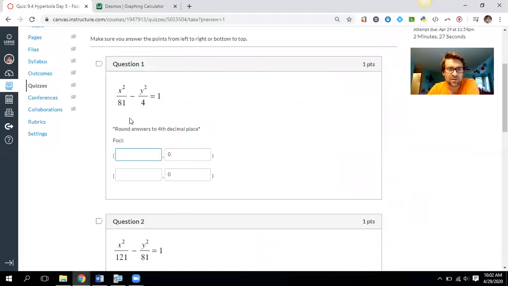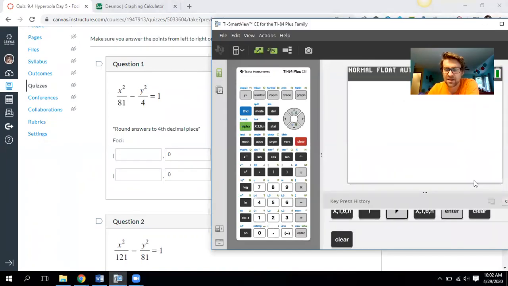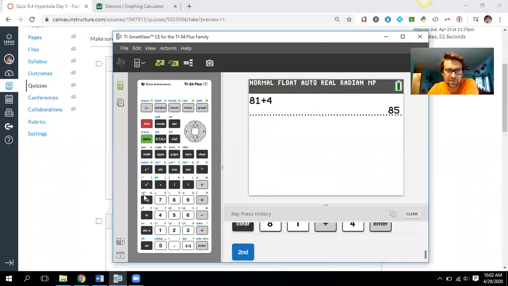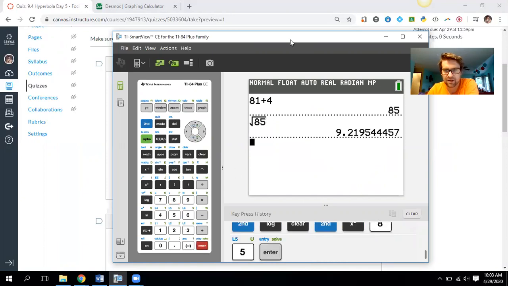If we look here, this is a squared, that's b squared. So I can add them together and then take the square root of them. I'm just going to pull up a calculator here. Hopefully you guys have the same one. If you just search in the bottom left corner and look up TI, you should have this exact calculator. Okay, 81 plus 4, that's 85. So this is what c squared equals. So c is the square root of 85. Okay, so there's our c number.